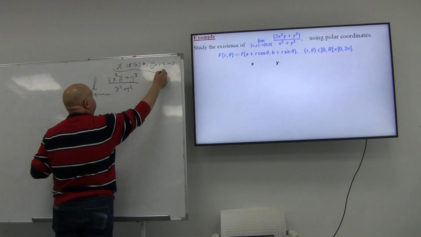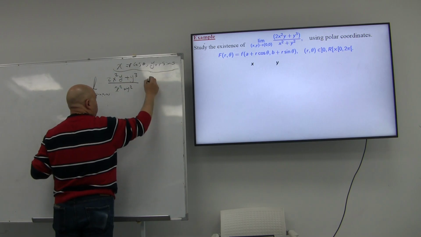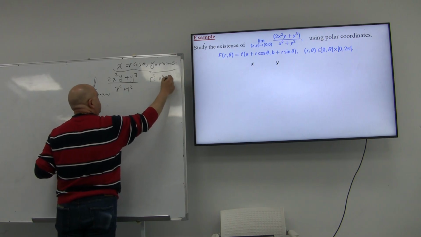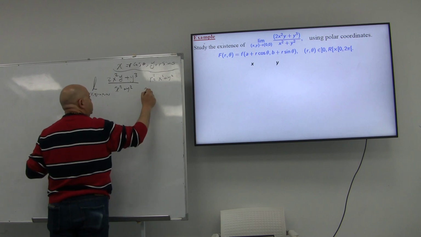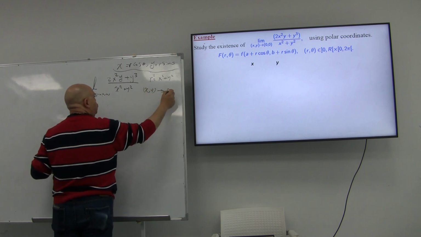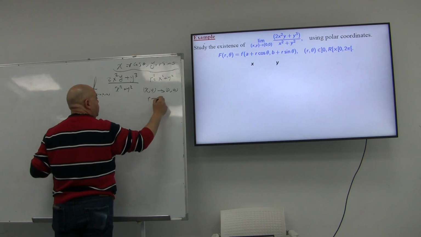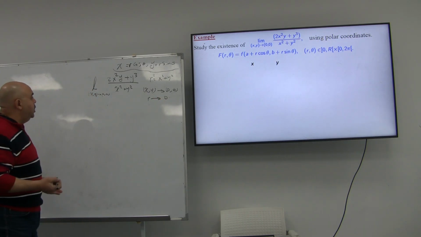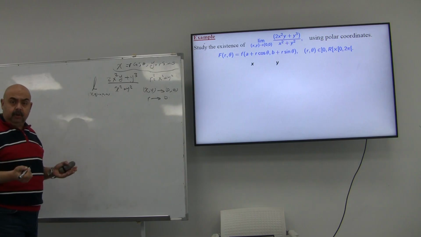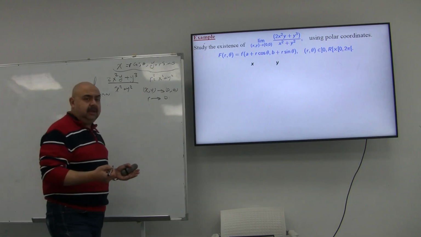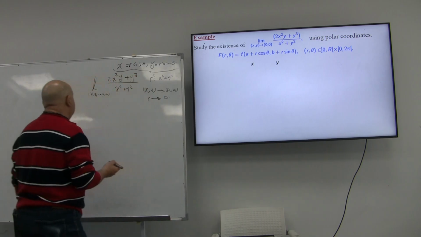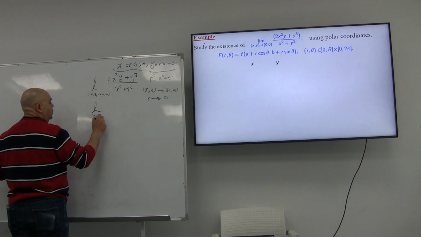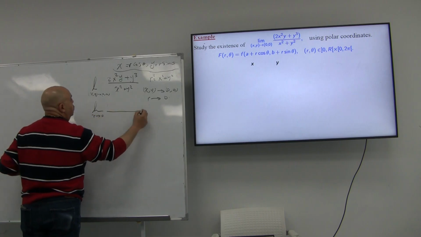I will take these values for the polar coordinates. Also, I know that r squared equals x squared plus y squared, and since x and y tend to the origin, r will tend to 0. So if I start changing all the variables in my limit into r and theta, I will find that I am working with the limit as r tends to 0 for the function.